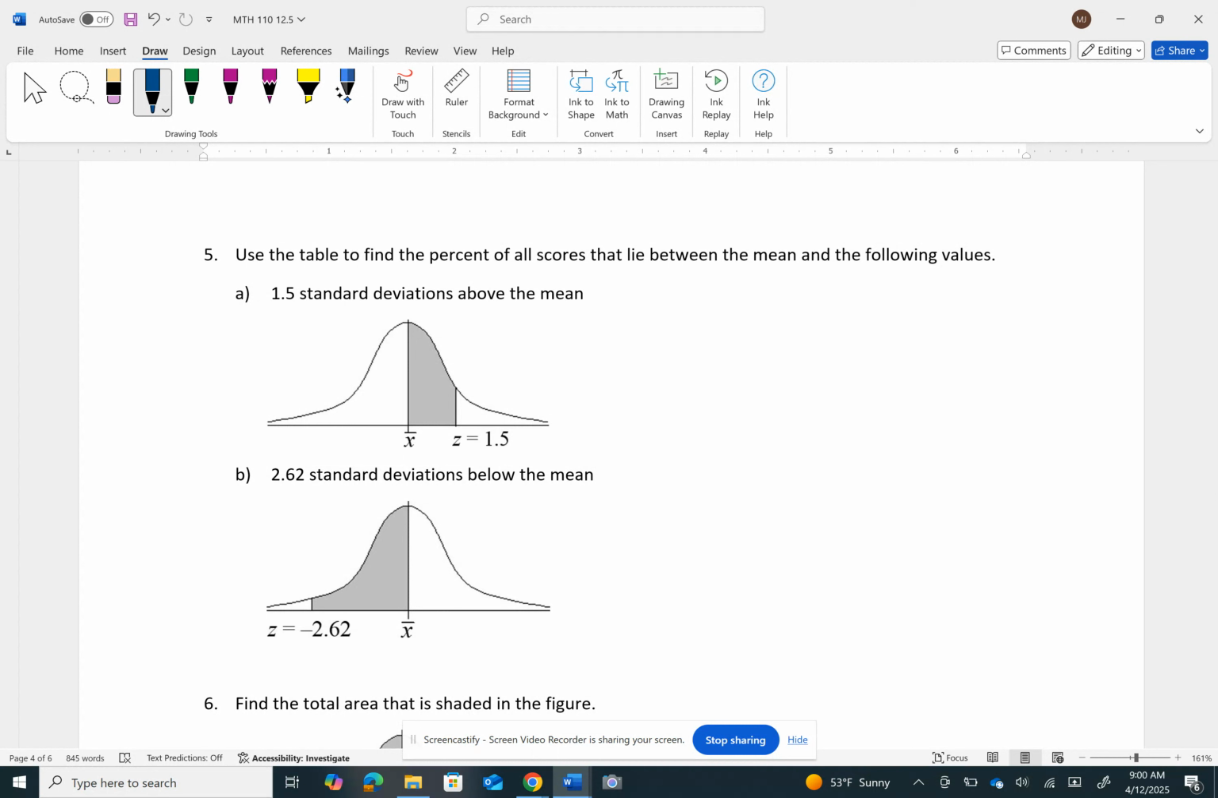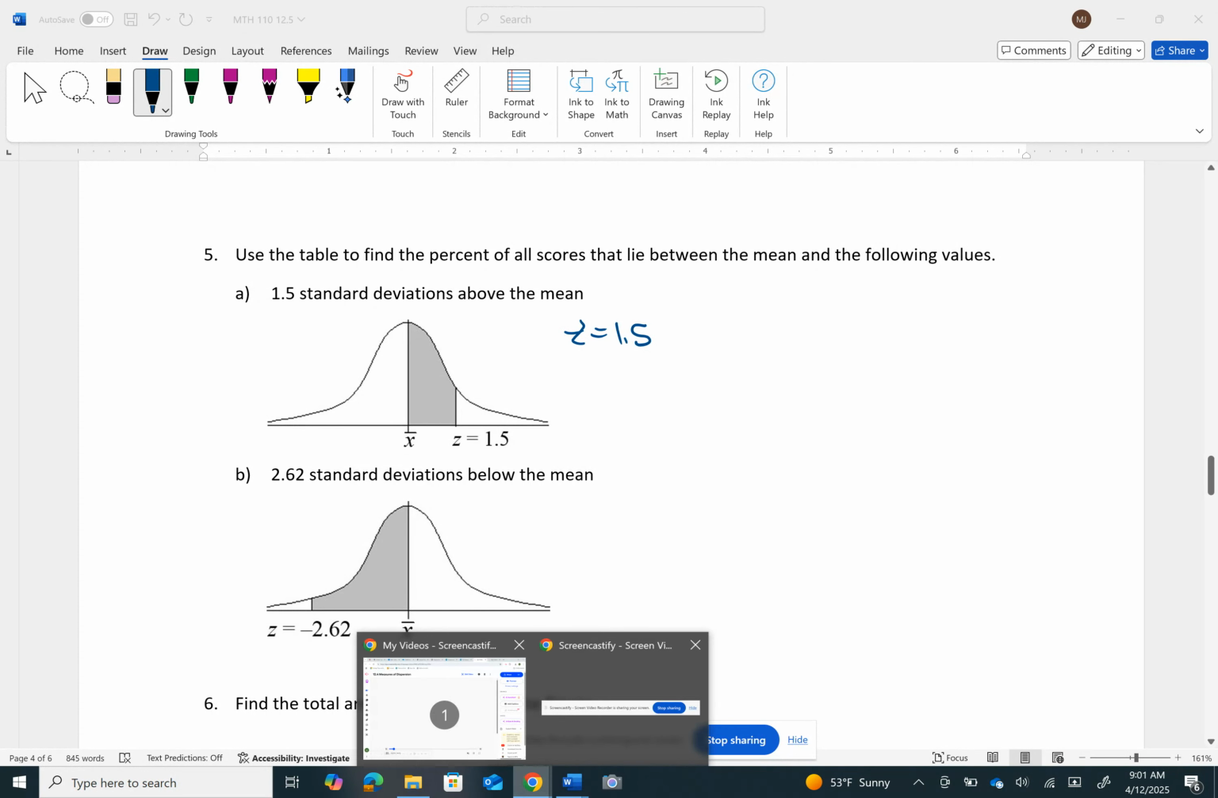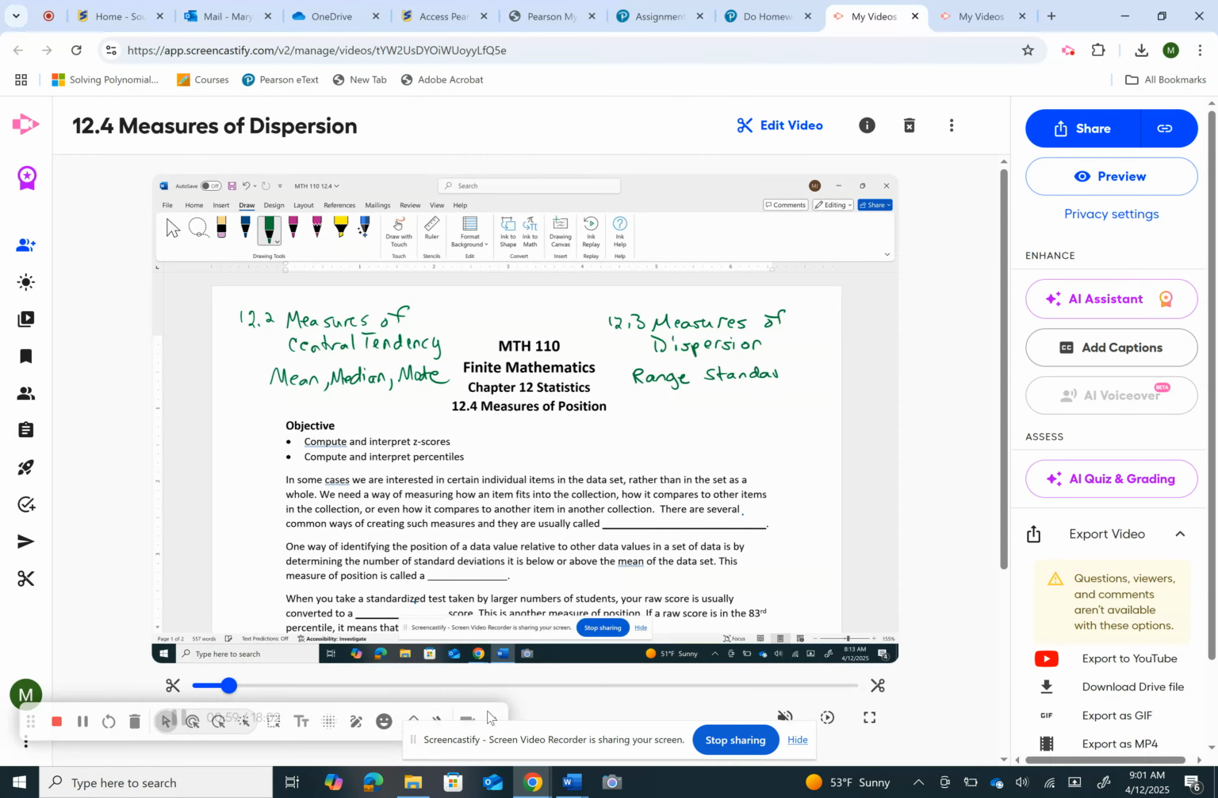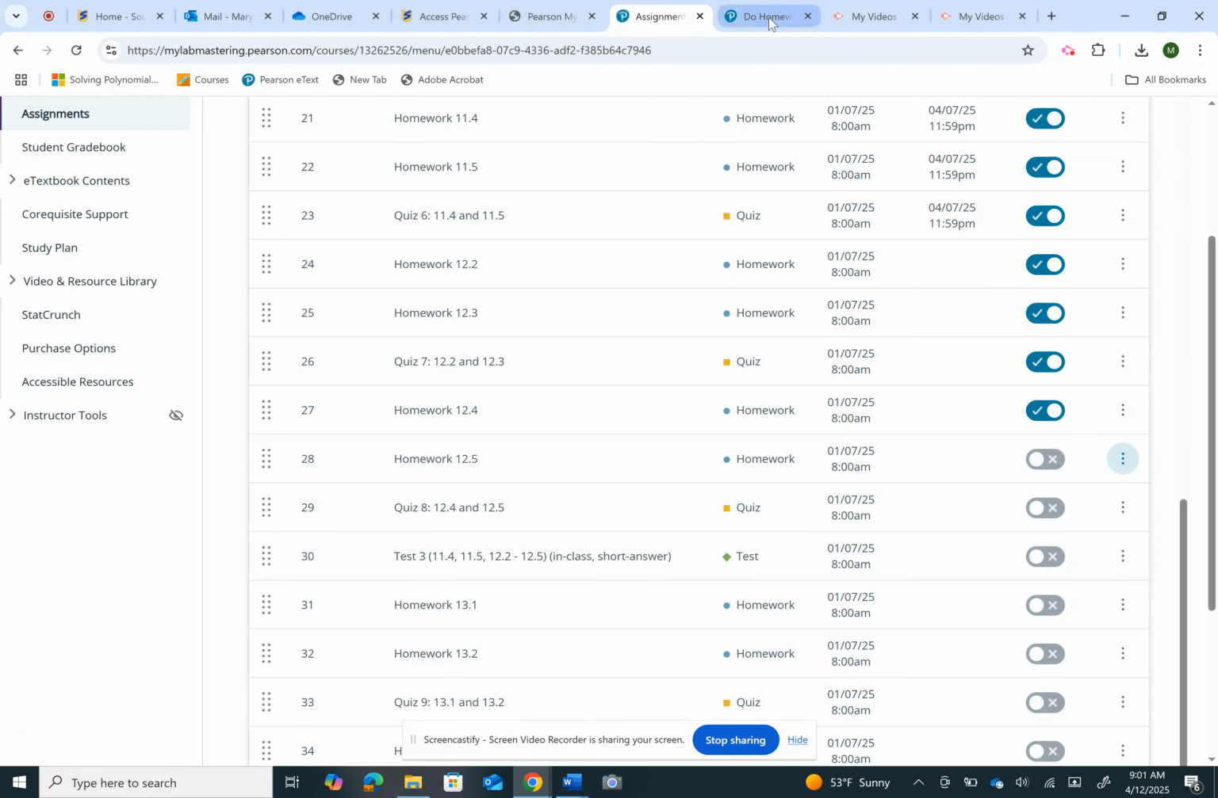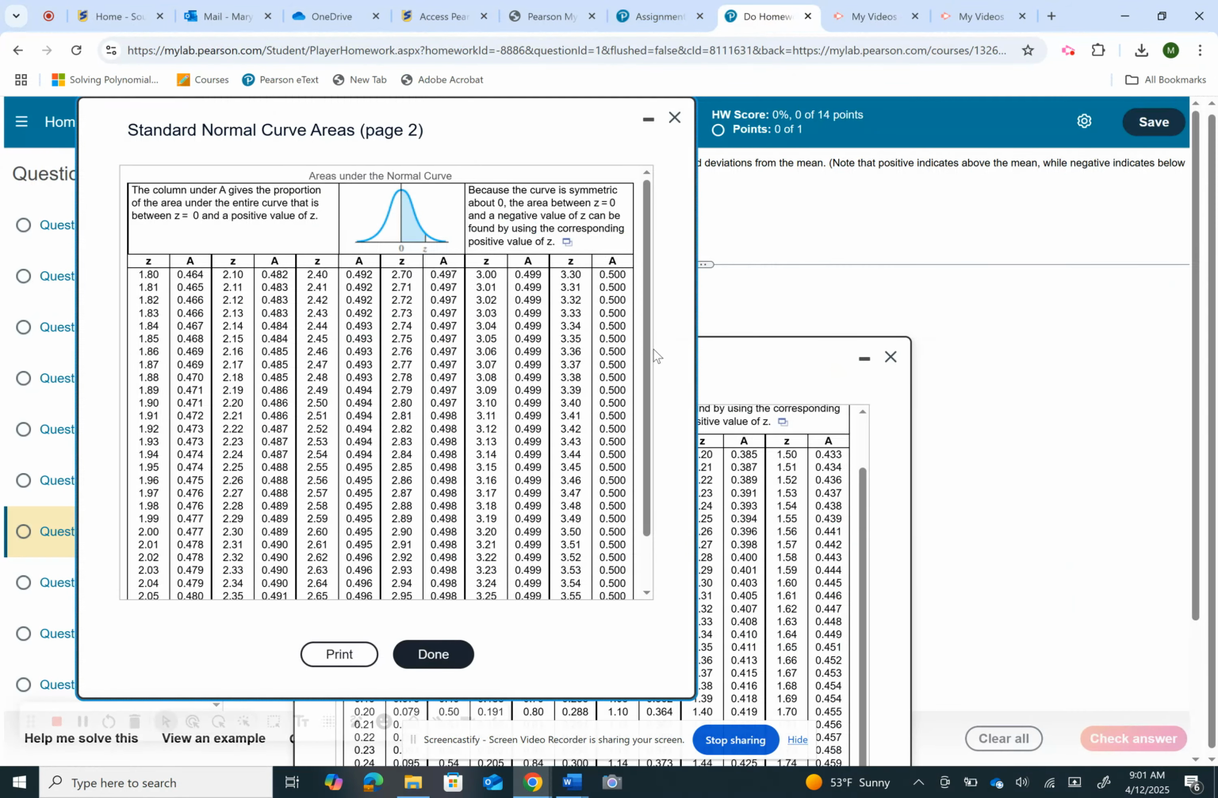All right. So here we wanted to know the percent of scores that would lie between the mean and 1.5 standard deviations above the mean. The mean is always at the middle. What you see shaded is what we're looking for. So we would take our z-score of 1.5 and we would go to a table. So I pulled up the table. I have the tables from the homework. Let me get back to them. All right, and I'm looking for 1.5. There it is right here.